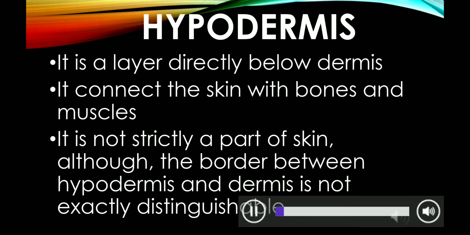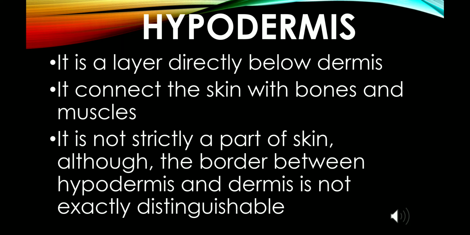The next layer is hypodermis. It is not strictly a part of skin. It is mostly a fascia and it is also called superficial fascia. It is a layer directly below dermis. It connects the skin with bones and muscles. And it is not strictly a part of skin, although the border between hypodermis and dermis is not exactly distinguishable.